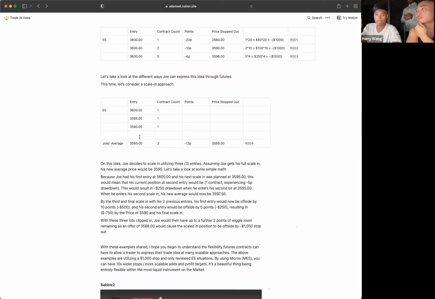The above examples are utilizing a $1,000 stop and only reviewing ES scenarios. By using micros, MES, you can essentially have 10 times wider stops as the above example, or more scalable adds and profit targets. It's a beautiful thing being entirely flexible with the most liquid instrument on the market. Again, I want to express that these have no extrinsic value, and so it's exclusively linear. The market can trade sideways for a day, for an hour, for a week, and your contract will still be relative to your entry price.